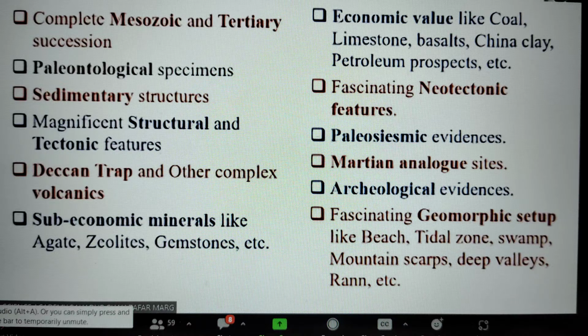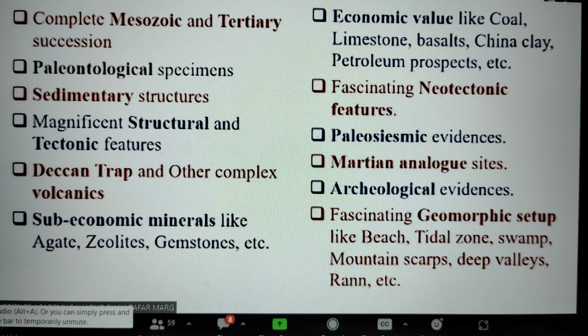But the question here is, these are just for a few years. After that, you won't see all those sections. That is what I just want to show. This I skip. Kachch is unique for this. I just speak everything, but you can have it in written documents: the best Mesozoic and Tertiary succession and paleontological specimens, right from the Jurassic to the Miocene, even Pliocene.